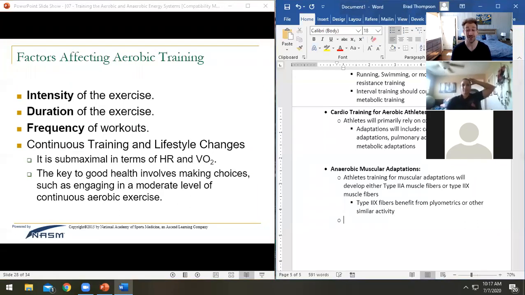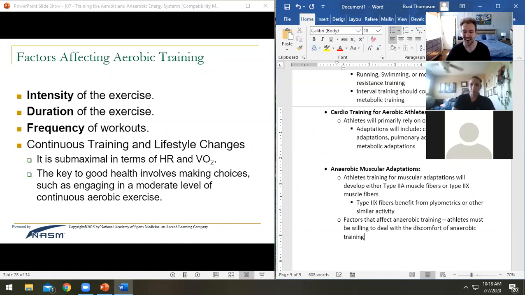Some of the factors that affect anaerobic training: athletes must be willing to deal with the discomforts of anaerobic training. Right? That is not a great sentence, but that is definitely a factor there.